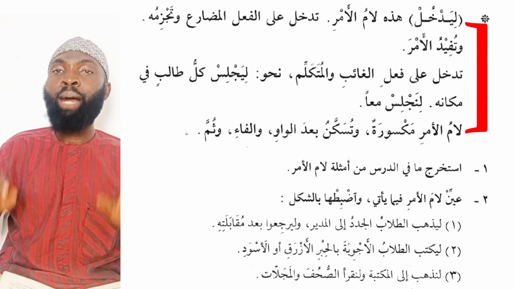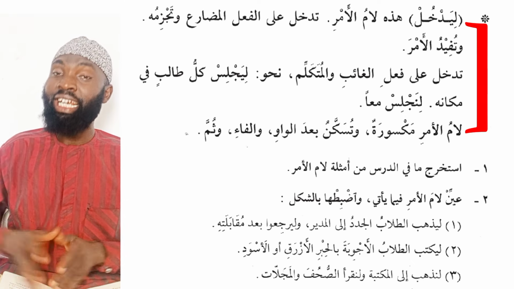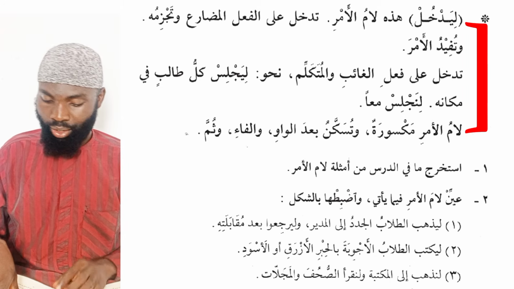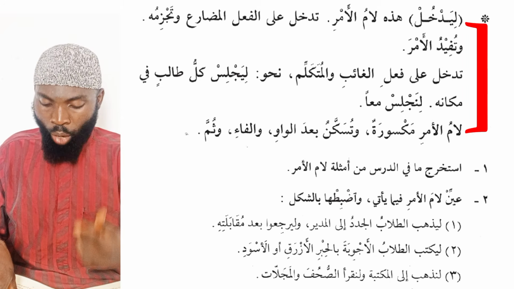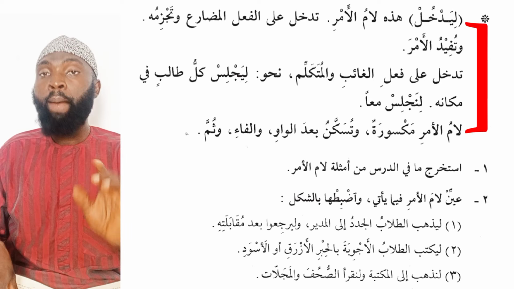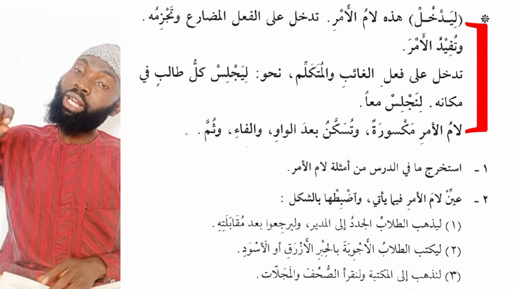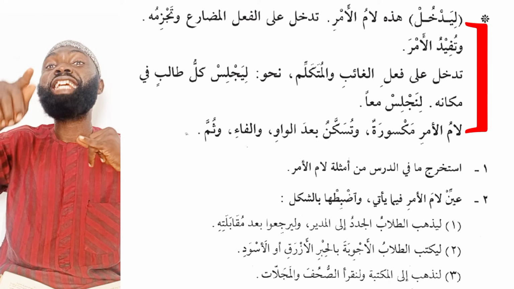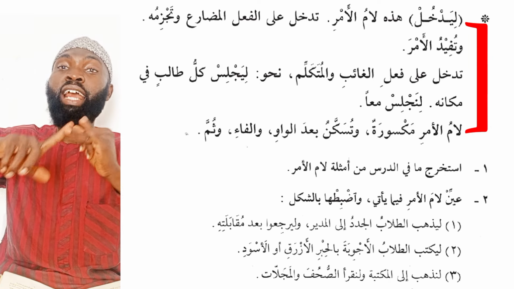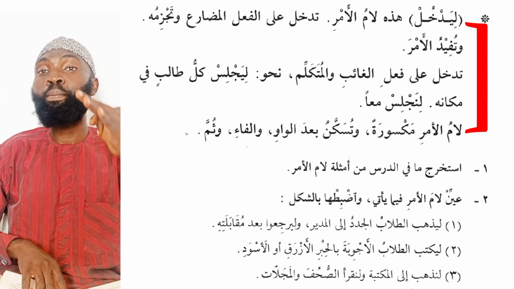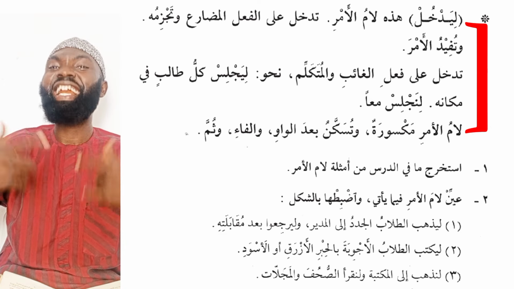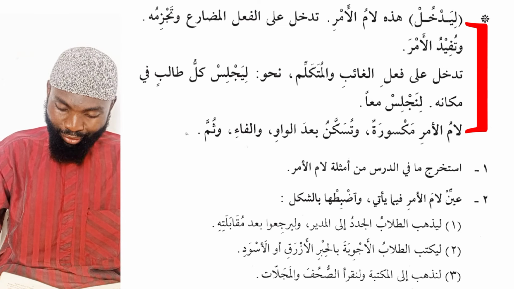We have lamul amri maksuratun. The lam of command is usually carrying kisra. وَتُسَكَّنُ بَعْدَ الْوَاوِ وَالْفَاءِ وَثُمَّ. But this lam will be made to carry sukun if it is appearing after wa, like waliyadhab, or after fa, like faliyadkhul, or after thumma, like thumma liyadkhul. Do you understand? Thumma liyadkhul, mashallah.